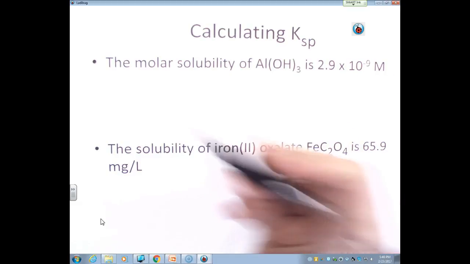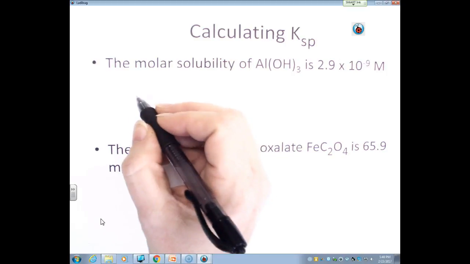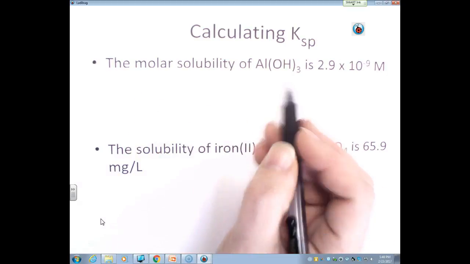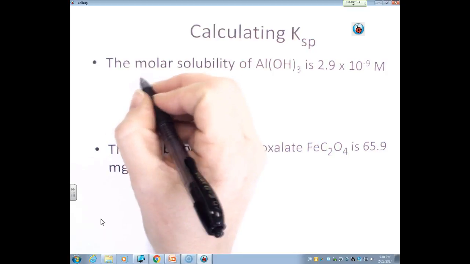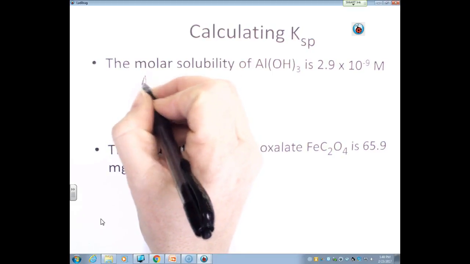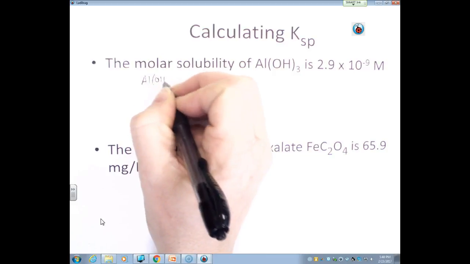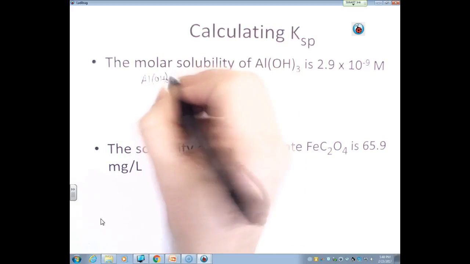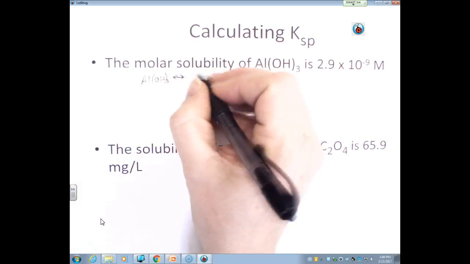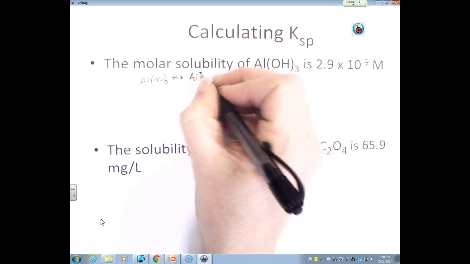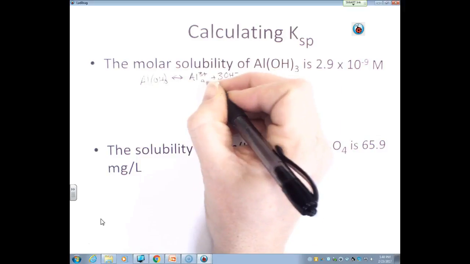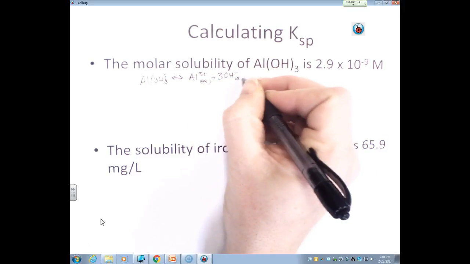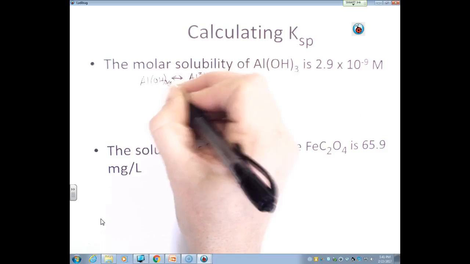We're going to use that and an ICE box to help us figure out what the Ksp value is for aluminum hydroxide, at least at this particular temperature. It's always good to start with an ionization equation. The solid breaks down and will be at equilibrium for a saturated solution into aluminum ions and 3 hydroxide ions. These are in aqueous solution, and this is a solid.